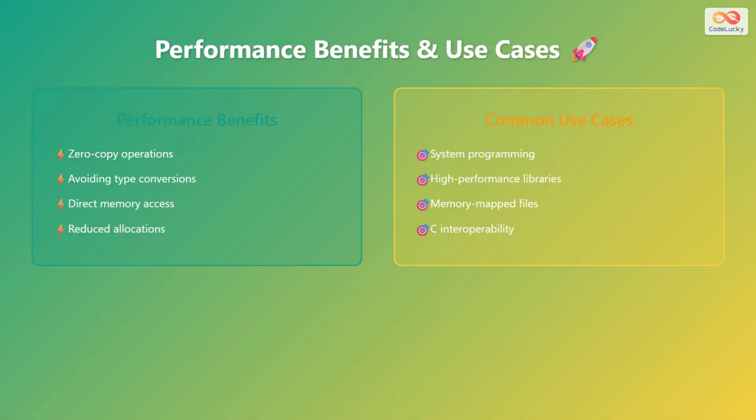The unsafe package offers certain performance benefits like zero-copy operations, avoiding type conversions, direct memory access, and reduced allocations. This makes it valuable in specific use cases like system programming, high-performance libraries, memory-mapped files, and C interoperability.